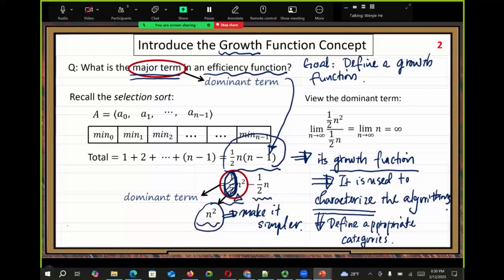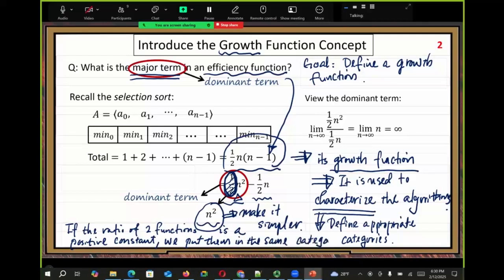So let me write this. If the ratio of two functions is a positive constant, okay, so we put them in the same category. Same category. Okay. All right.